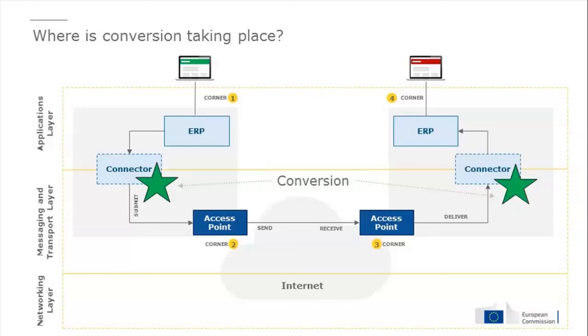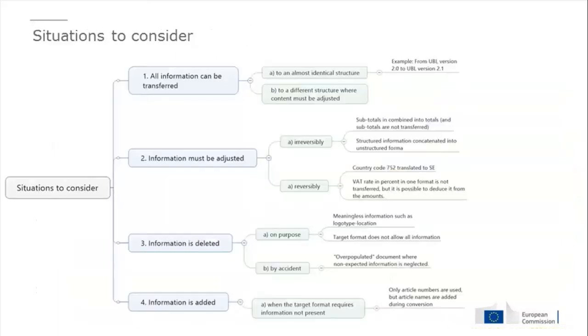And this is essentially happening in most cases. Few systems have native support for UBL or cross-industry invoice as of today. Perhaps it will be different in the future, but as it is now, transformation is very, very common. And regarding things that may happen while transforming, I made this kind of overview of situations to consider.